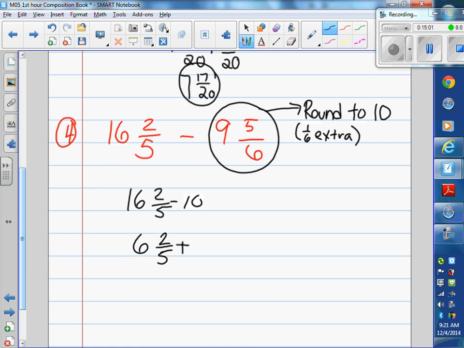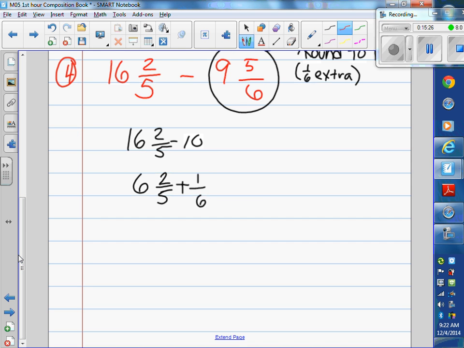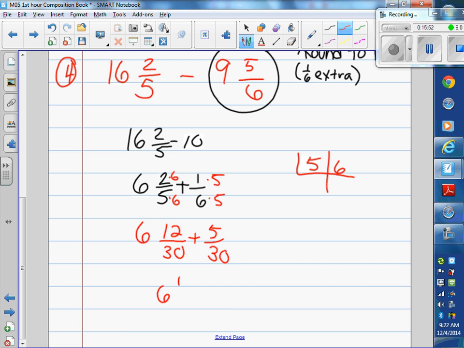So I'm going to add back how much, Dominic? How much did I round up? How did I get from 9 and 5/6 to 10? Yeah, it went up a 6th. So I took a 6th off too much, so I have to add back a 6th. You now have to get common denominators, right? Since 5 and 6 only have 1 in common, you have to multiply 5 by 6 and 6 by 5. 30, exactly. So 6 and 12/30ths plus 5/30ths equals 6 and 17/30ths.